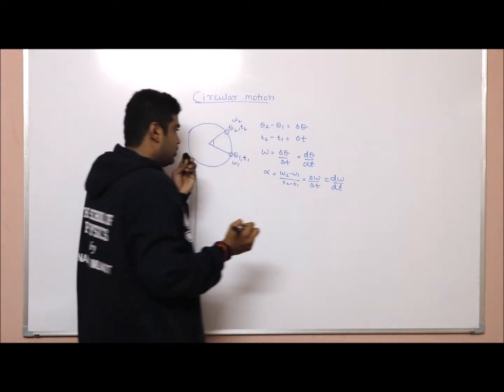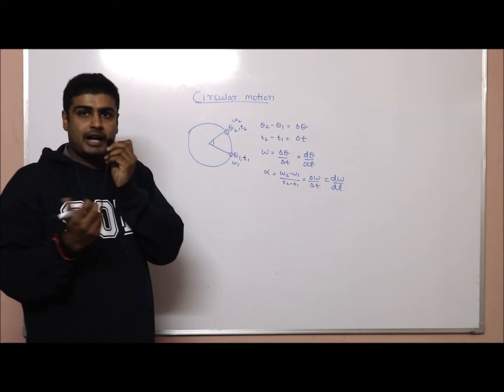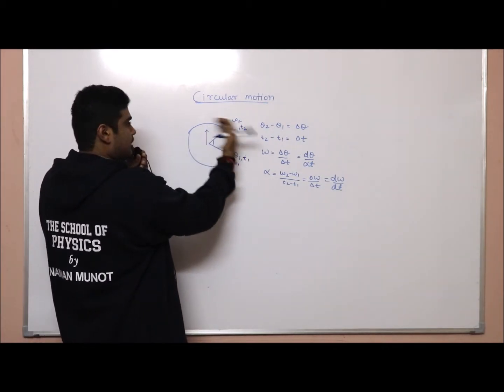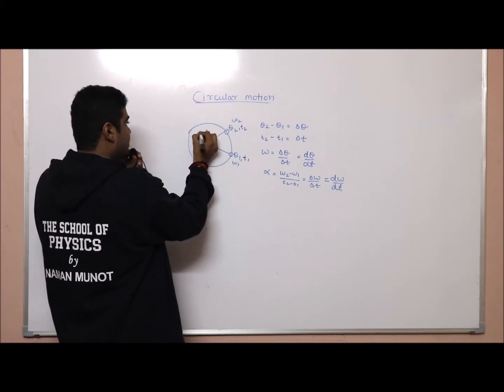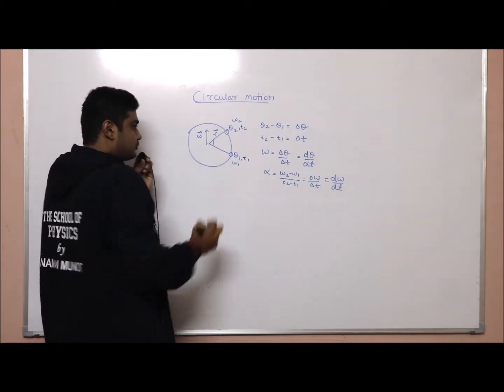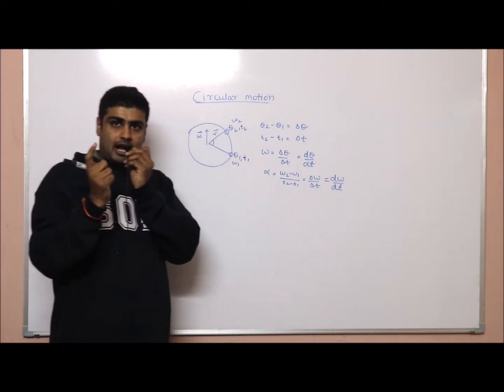Now omega is also a vector, so when we go clockwise using the right hand thumb rule, the omega vector will be somewhere here. So omega vector will be in this direction. This is the r vector.